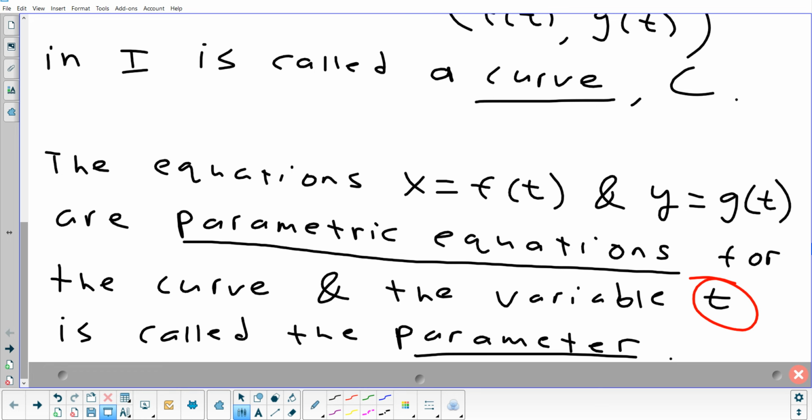And technically t, the formal name for it is a parameter. I like to think of a parameter as a variable that has limits. It's a variable that has a minimum and a maximum value that you're allowed to use. But really, a parameter is just another name for a variable.